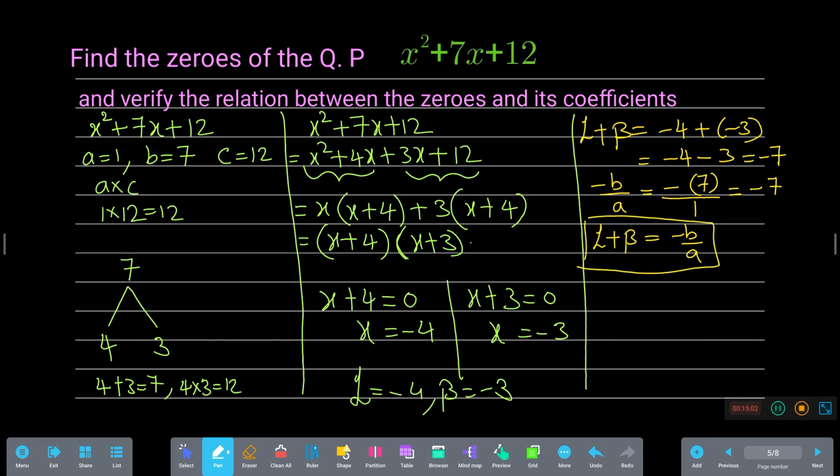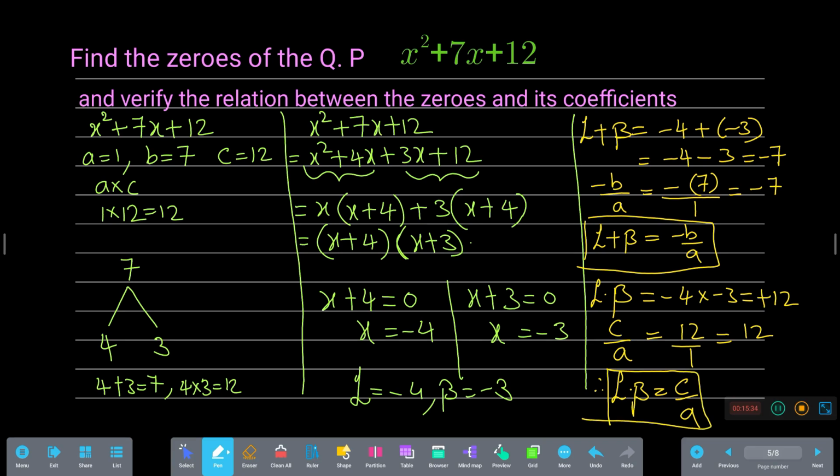Second one is product of zeros, alpha into beta. Alpha into beta is minus 4 into minus 3. So minus into minus plus, 4 3s are 12. So what we have to do here, c by a. What is c? 12. a is 1. 12 by 1 is 12. So therefore alpha into beta is equal to c by a. Okay. So this type of questions we have to solve like this.